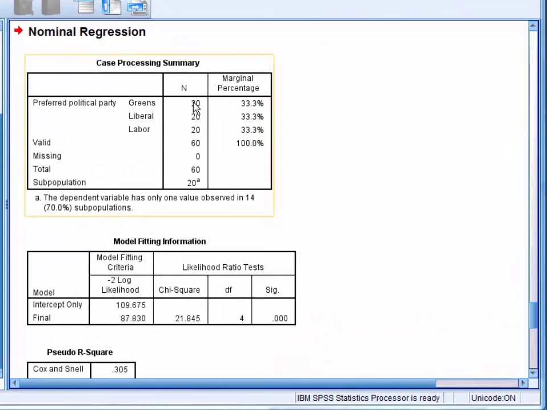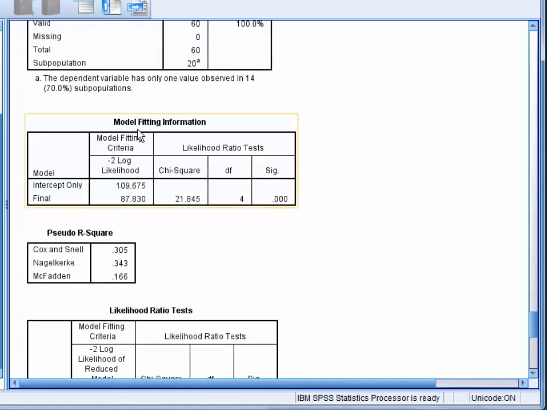First, we have a summary of the number of individuals in each category of the dependent variable, which here is the number of individuals which prefer each political party. Below this, we have the model fitting information table. This tests whether our model fits significantly better than a model that has no predictors. We can see here that our model does fit significantly better. The pseudo R-square table underneath gives R-square equivalents for the logistic regression. Generally, all are reported.